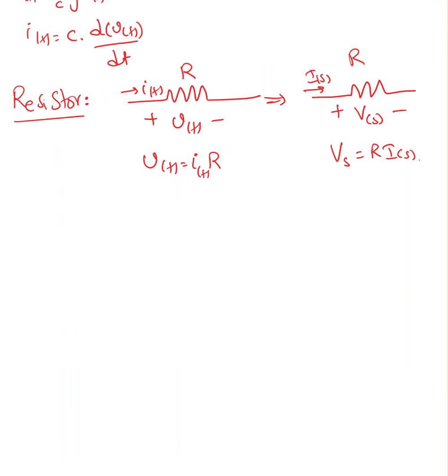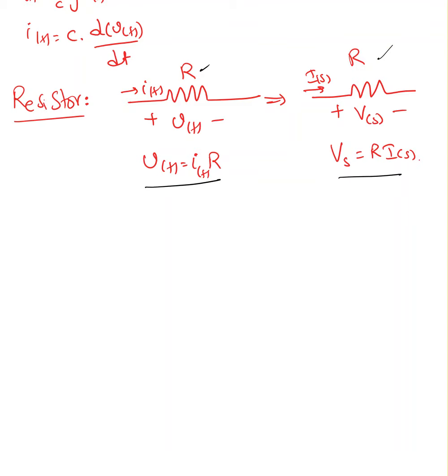Now resistance is independent of time. So the behavior of a resistor does not change with respect to time, whether it is a DC source or AC source. The behavior of resistance is the same. It opposes the flow of current, or it converts electrical energy into heat energy or light energy. So in both cases, V of t equals, in time domain, i of t times R, and in the S domain, R times I of s. The R value does not change in the S domain.